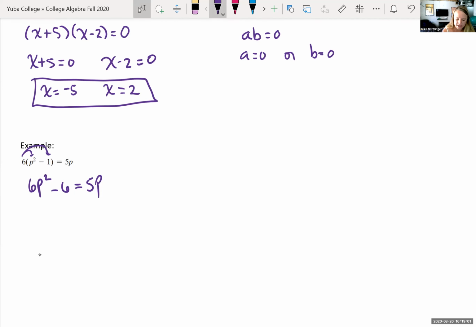So get this set equal to 0. If we subtract 5p on both sides, we get 6p squared minus 5p minus 6 is equal to 0. Okay, so I noticed that factoring this is not going to be as easy as the problem above, because my coefficient in front of my p squared is not 1. And so I tend to like to use what is called the AC method, where I figure out what multiplies to the product of a times c.